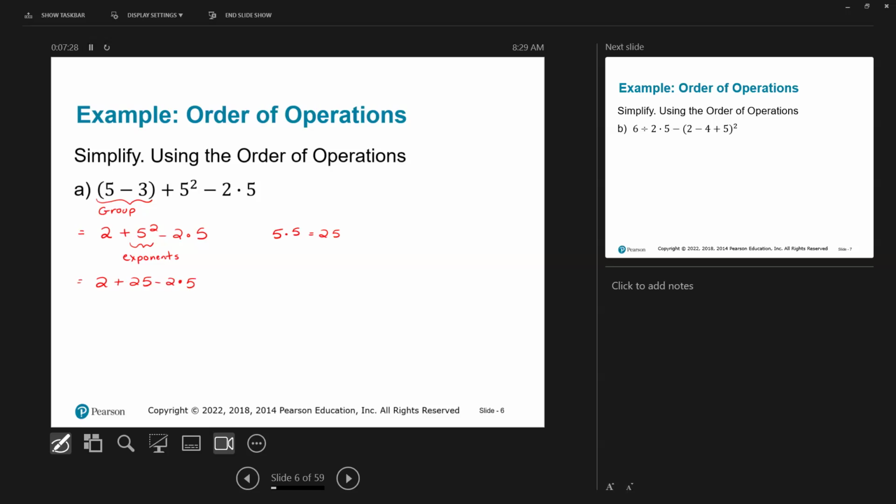After we do groups, we don't have any groups anymore. After I do exponents, I don't have any exponents anymore. Then I do multiplication and division, whichever I hit first, going left to right. So going left to right, we just have this multiplication. I'm going to say mult slash divide, it's one or the other, whatever comes first. We have multiplication, so that's 2 plus 25 minus 2 times 5, which is 10. Then we can do addition and subtraction, going left to right. So this is the one that pops up first.